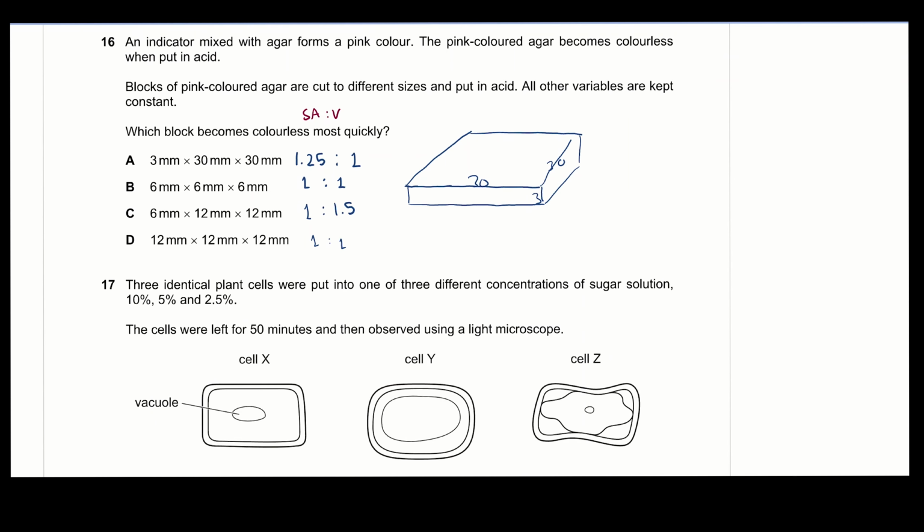An indicator mixed with agar forms a pink color. The pink-colored agar becomes colorless when put in acid. Blocks of pink-colored agar are cut to different sizes and put in acid. All other variables are kept constant. Which block becomes colorless more quickly? Here in this investigation, diffusion is investigated. In diffusion, the larger the surface area to volume ratio, the faster the diffusion. Therefore, I've done the calculations previously. The highest surface area to volume ratio is going to be A, so the answer is A, as you see here.